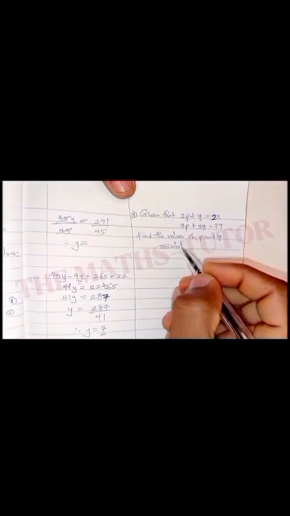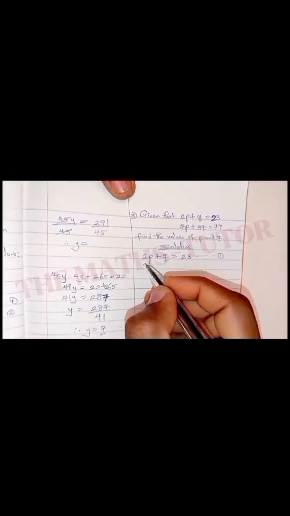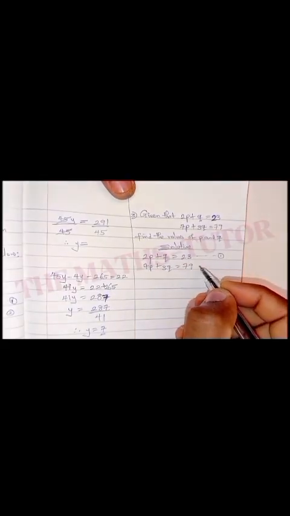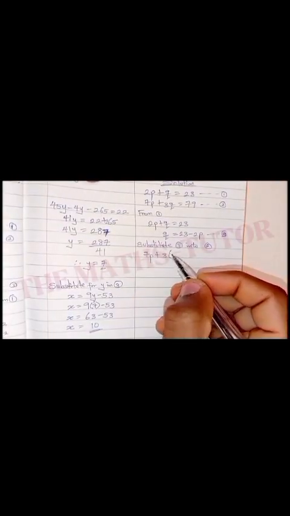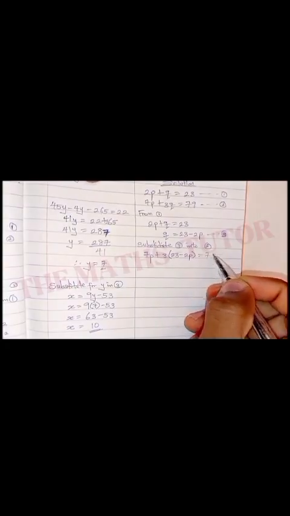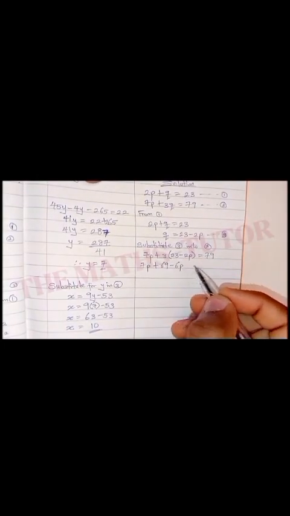9y minus 53 rather. So we put 7, the value will give us 10. So in this one as well, we have to find the values of p and q respectively. Still using substitution method. From equation 1, using q as the subject of the formula, we are going to get 23 minus 2p, and so that gives us equation 3.